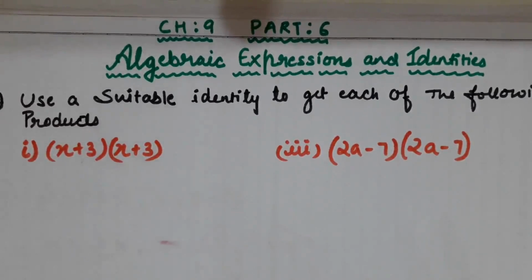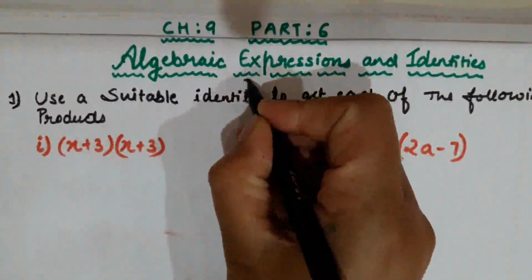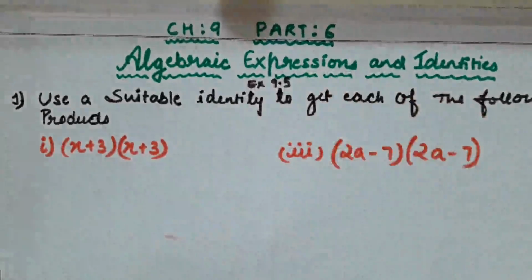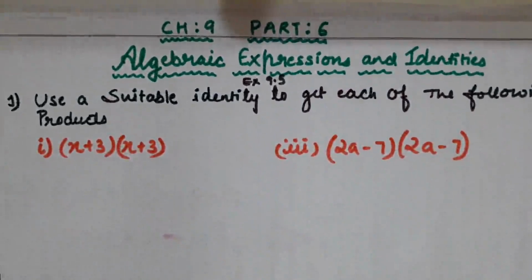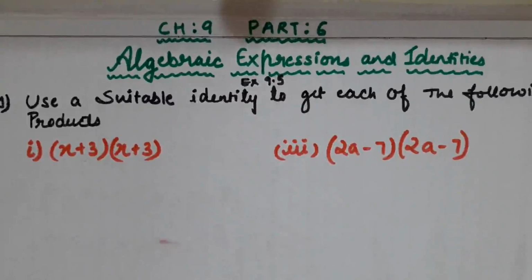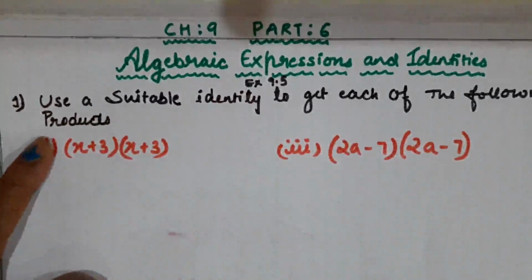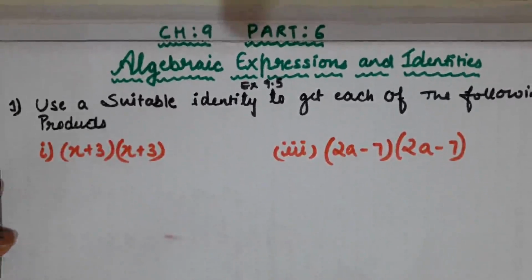So today we are going to start with new exercise 9.5. This is our last exercise of this chapter. So let's start with the question. Question number 1 is, use a suitable identity to get each of the following products. Now you have to do products but using identities.